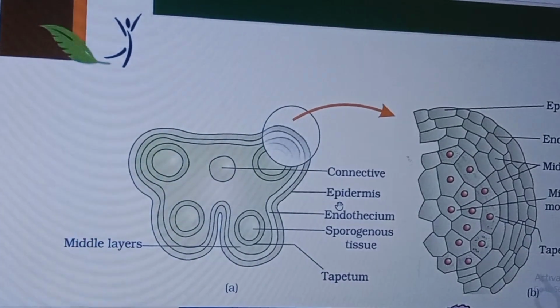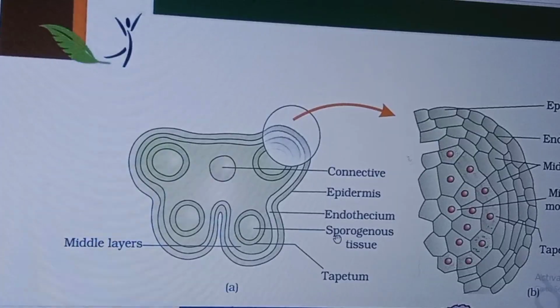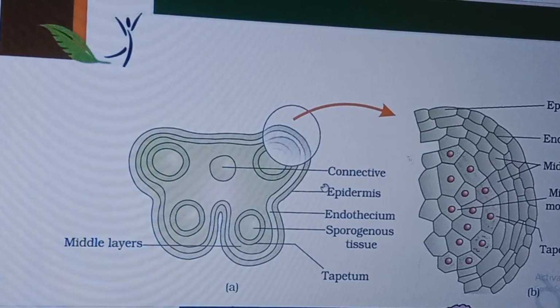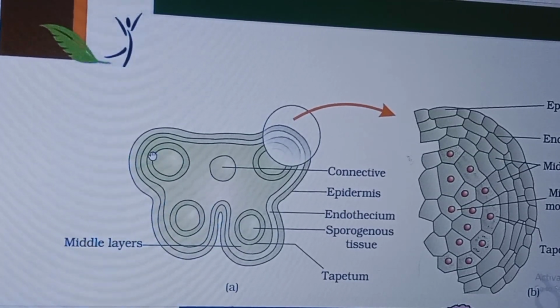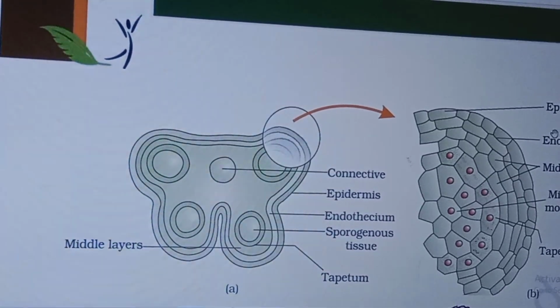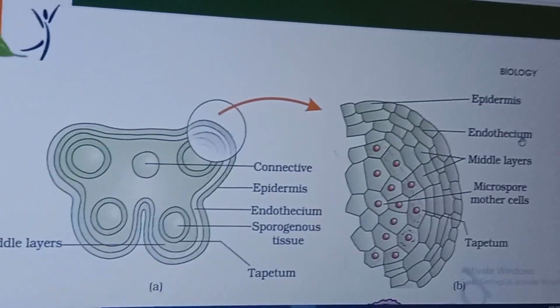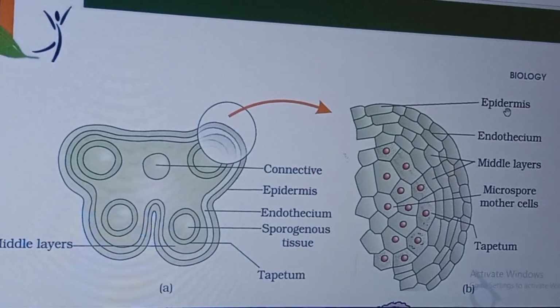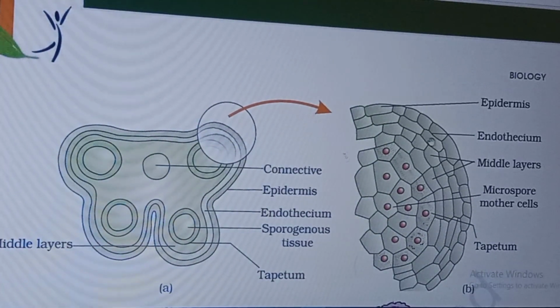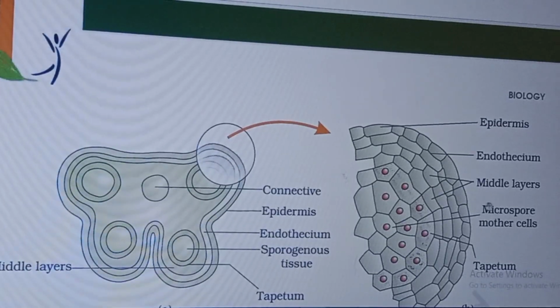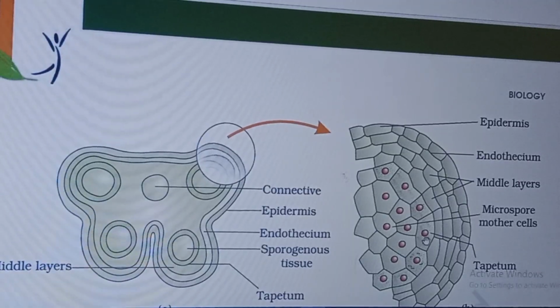First, you have to remember these words: epidermis, endothelium, middle layer, and tapetum. Two layers start with the letter E. This is the tapetum. This is the sporogenous tissue, a connective tissue. You can see in this picture the epidermis, the next layer endothelium, the middle layer, the microspore mother cells, and the tapetum.